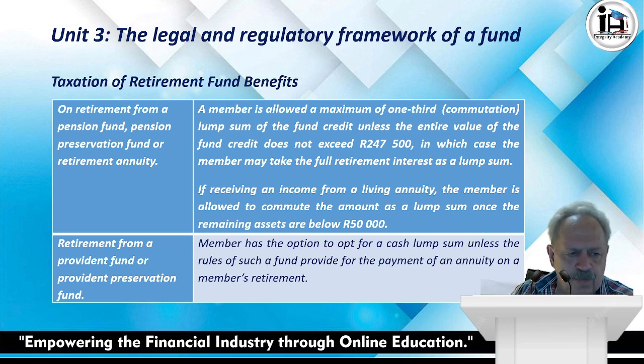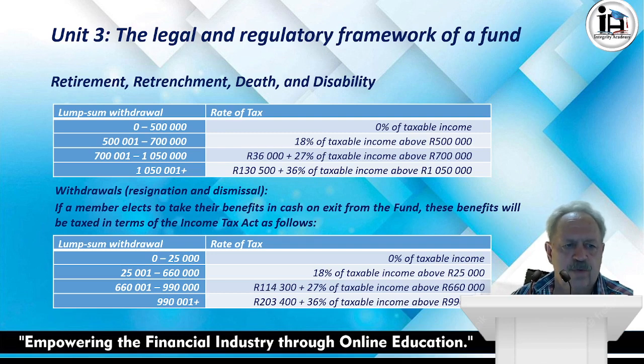On retirement from a provident fund or a provident preservation fund, members have the option to opt for a cash lump sum unless the rules of such a fund provide for the payment of an annuity on a member's retirement. Right, we've looked earlier at these tables. At retirement, retention, death, and disability, we make use of the 500,000 table. On withdrawals, resignation, or dismissal, we make use of the 25,000 table to calculate our tax liability on withdrawals and or early retirement benefits from the fund.